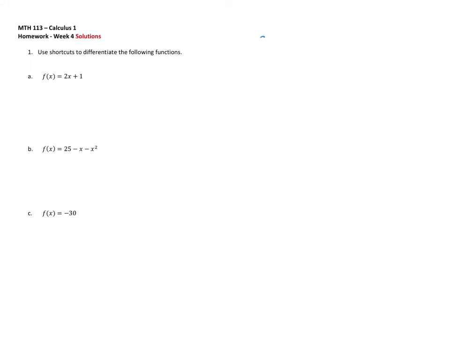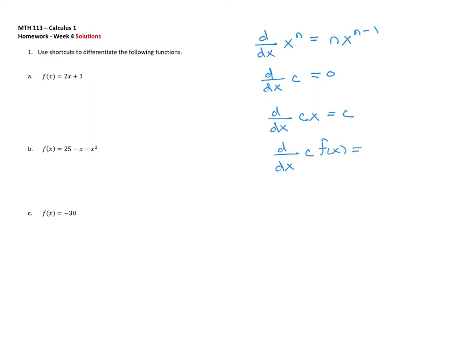The main rules that we are using are that the derivative of x to a power n is equal to n times x to the n minus 1. The derivative of any constant is equal to 0. The derivative of a constant times x is the constant itself. And more generally, if you take the derivative of a constant times any function, you can take the derivative of that function and then multiply the constant back when you're done.